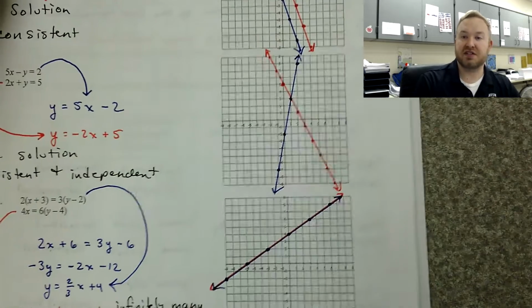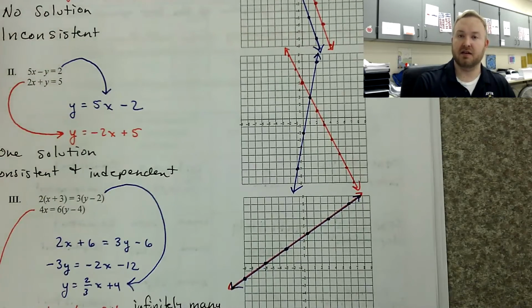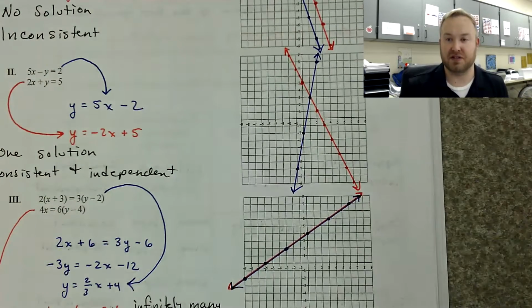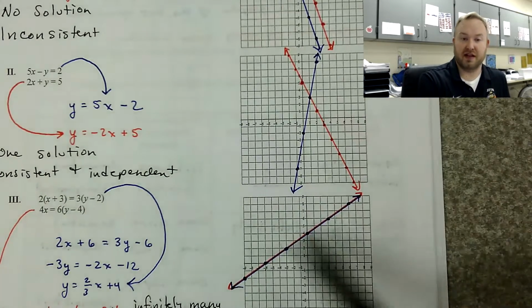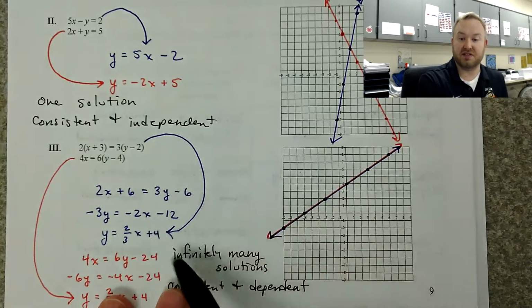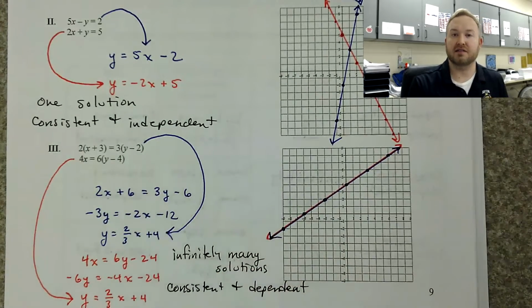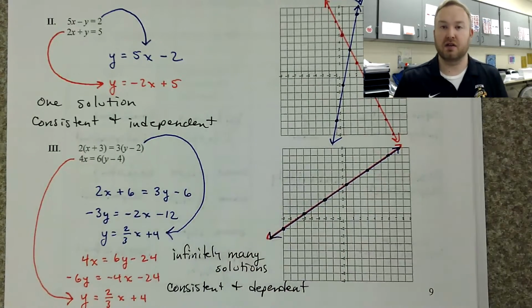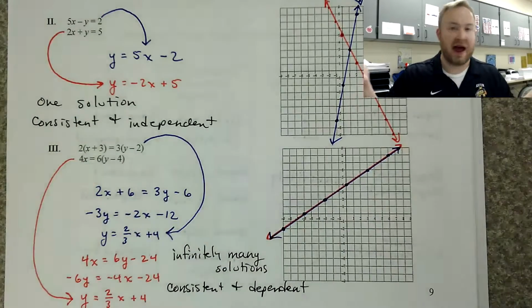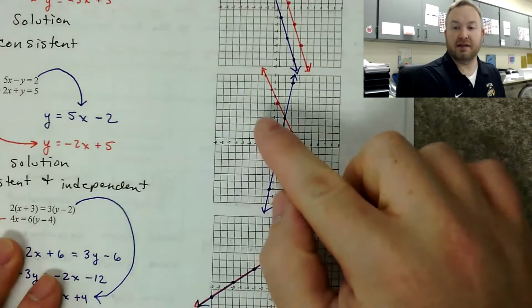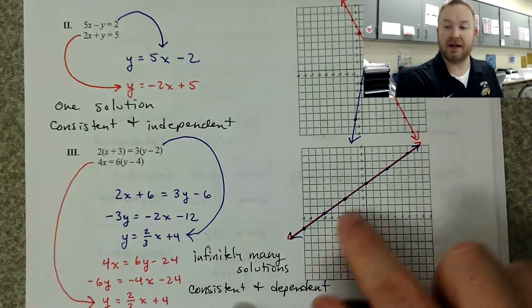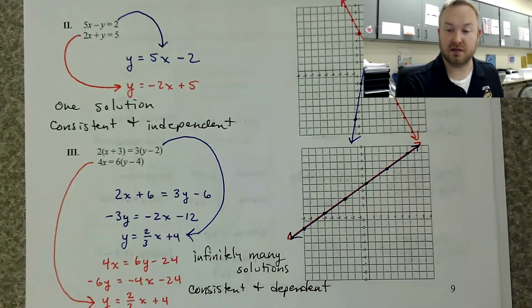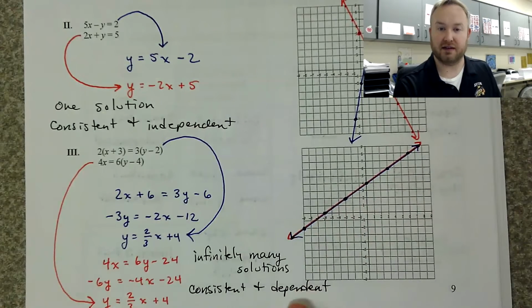If your system is not inconsistent, meaning the lines do not have the same slope, then the lines either touch once or they touch a lot. Either way, we would say that the system is consistent. Consistent means the lines will touch somehow. If the lines touch at exactly one point, then we say the system is independent. If the lines touch at infinitely many points, we say the system is dependent.